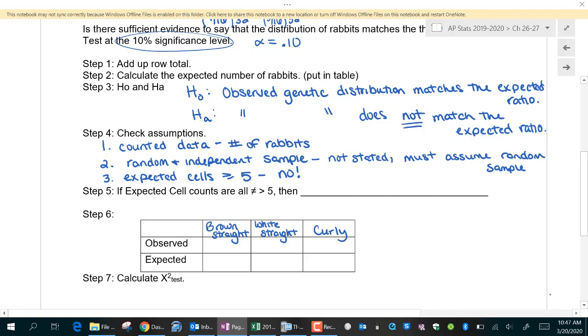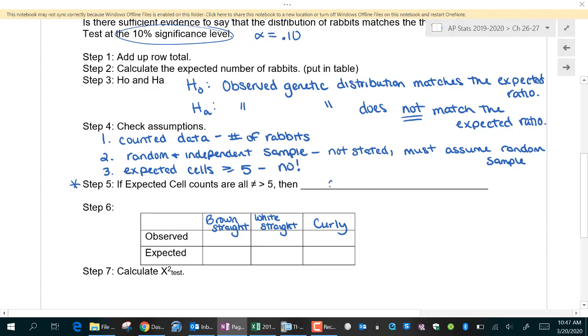And then my last condition is the expected cells have to be greater than or equal to 5. This is not met. Because we only expected 2 white curly rabbits, it would not be greater than or equal to 5. So in this case, if the expected cell counts are not greater than or equal to 5, then you can combine categories.